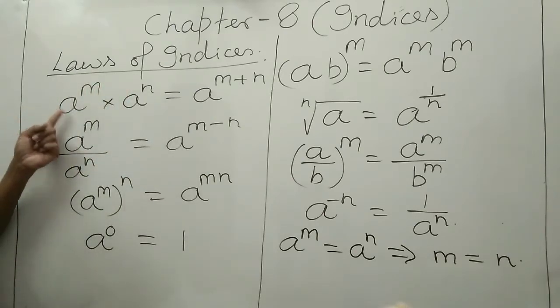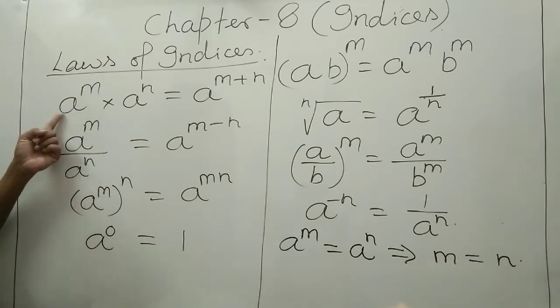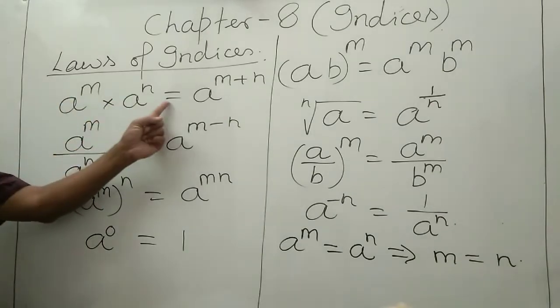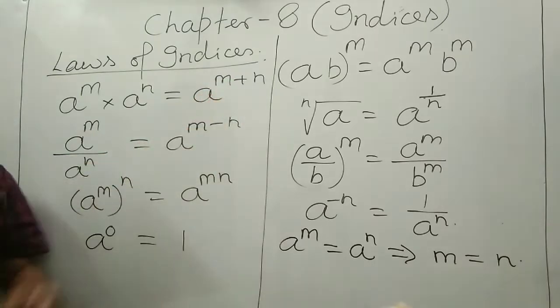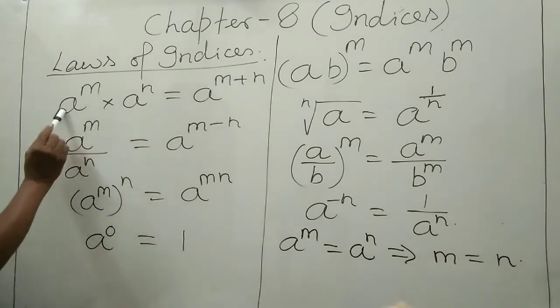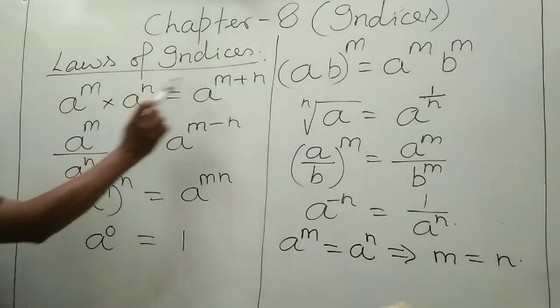When you write a to the power m, m is called the index and a is called the base. So a to the power m into a to the power n is equal to a to the power m plus n. This means if the bases are the same, a and a, and it is multiplication, then the powers will be added.